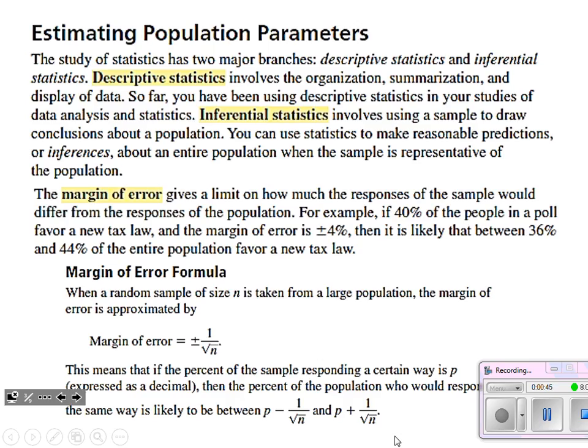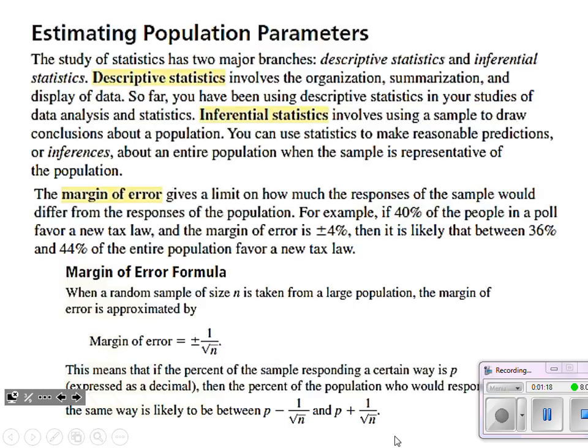There are two main branches of statistics, descriptive and inferential. Descriptive statistics, just like the name says, is used to describe or summarize data that has been collected. Inferential statistics takes that sample and then you're making a conclusion about a bigger population. So one is describing what you found, one is using the statistics to make an inference about a larger population.